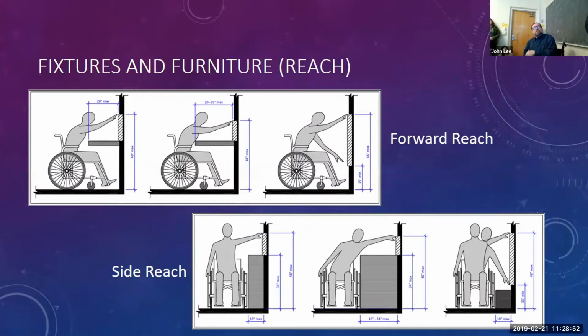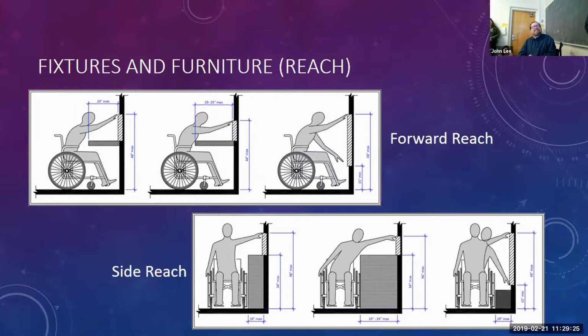Fixtures and furniture reach. These are a couple of diagrams from Temple University. They've got a great website we'll reference at the end that shows the standards we look at for forward reach and side reach. This could apply not only in a classroom, but at coffee shops and restaurants. When I'm going to get coffee, sometimes it's way up here and I'm like, I just want the creamer. I just want some sugar. Please, may I have some sugar? I feel like Tiny Tim there for a second.